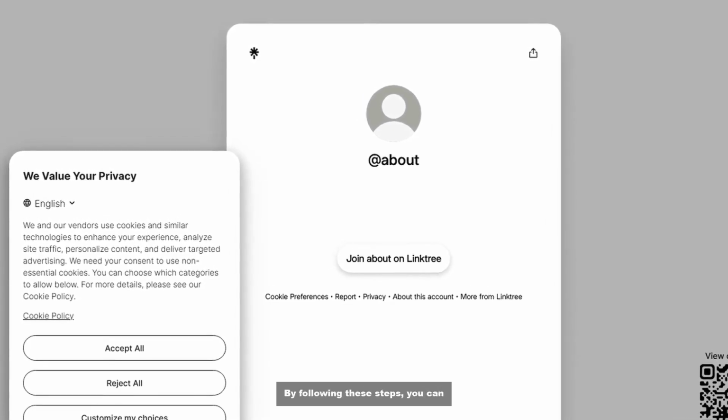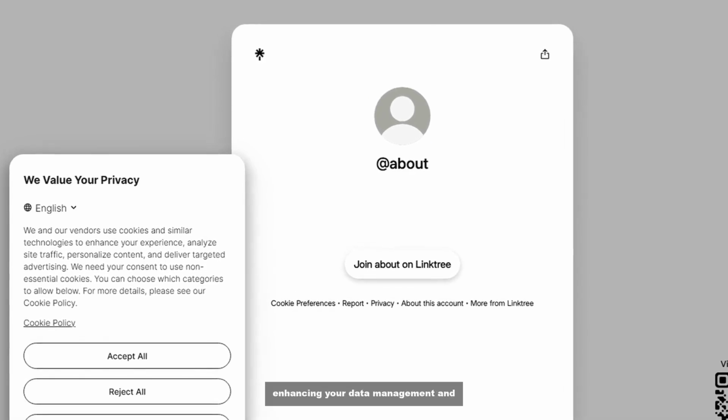By following these steps, you can successfully link your bank to IPFS, enhancing your data management and transaction processes.